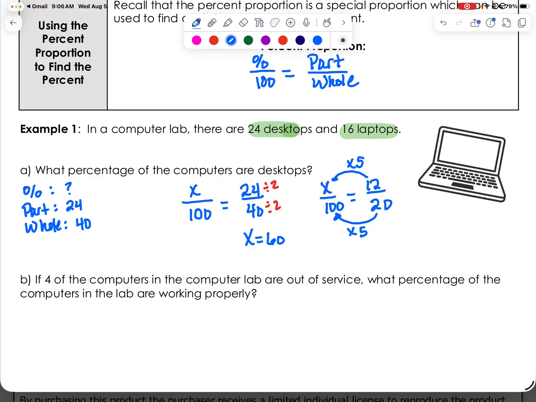So the question was, what percentage of the computers are desktops? The answer to that question is 60% of the computers are desktops.